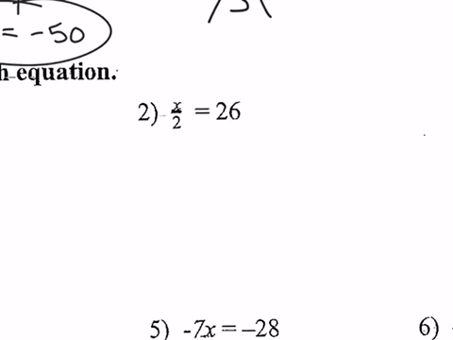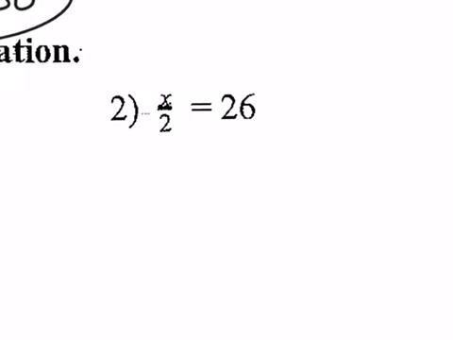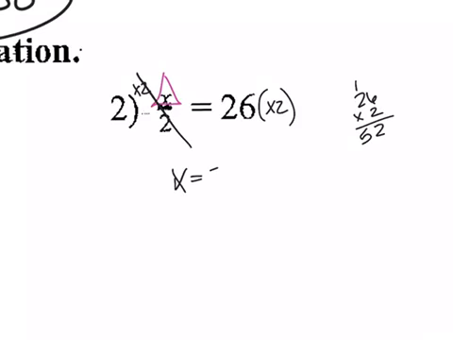Number 2, x divided by 2 equals 26. Something divided by 2 equals 26. So if it's division that's in my problem, I want to do the opposite to get rid of that 2, so I have my x by myself on this side. The opposite of division would be to multiply. So I'm going to multiply by 2, multiply by 2. So I can cancel it out over here because I just did the opposite operation. And then 26 times 2 is 52. So x equals 52.